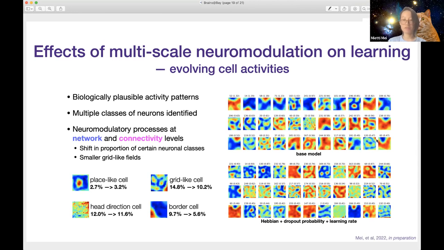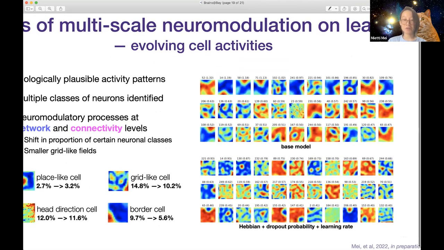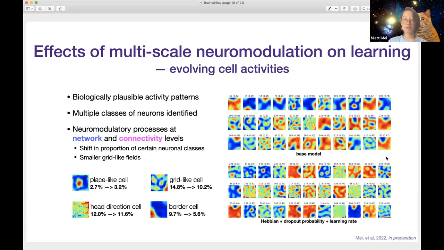For example, as you can see, if you compare the base model, the grid cell has a hexagonal pattern, compared to the version where we have all the neuromodulation involved, we can see that the field of firing of the hexagonal pattern is actually a lot smaller. So that's an interesting observation we have so far. The take-home message of the study is that it's interesting to introduce neuromodulation at different levels to see how they change the learning and behaviors of the neural networks.